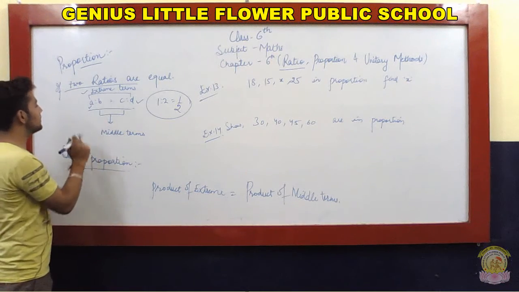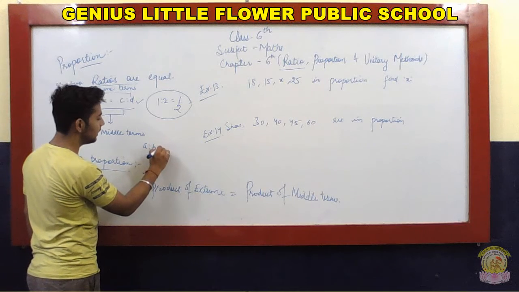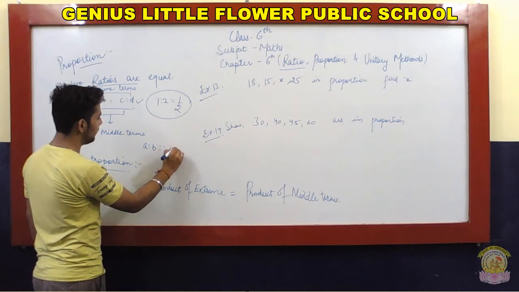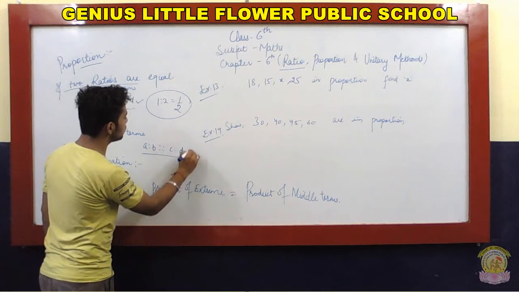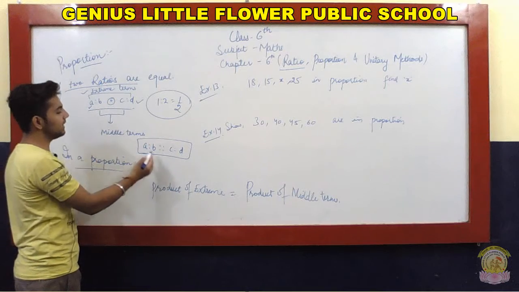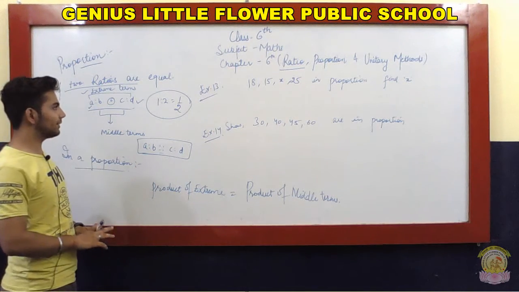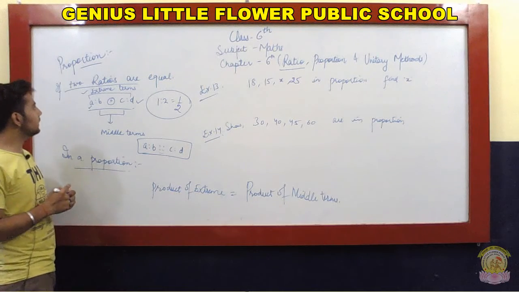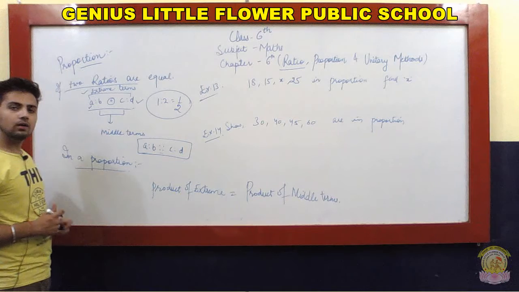You can also represent this as A ratio B double ratio C ratio D, where the equals sign is replaced by a double ratio sign, so you can represent it by both methods. Okay, so now you got it: if two ratios are equal, then we call it a proportion.